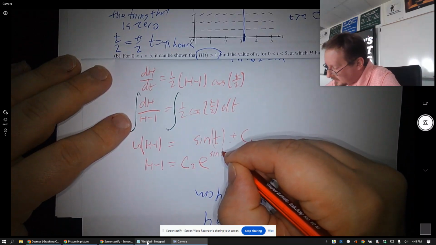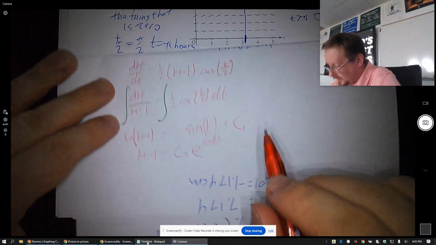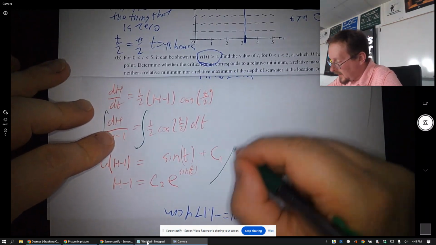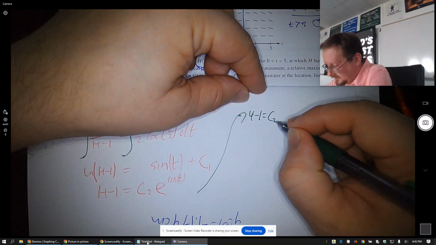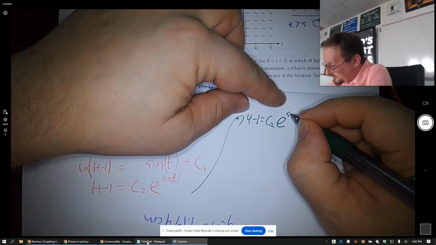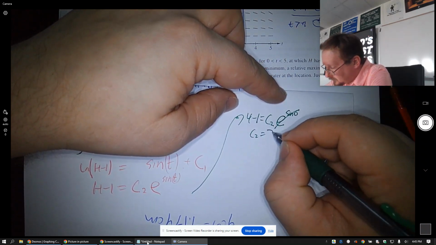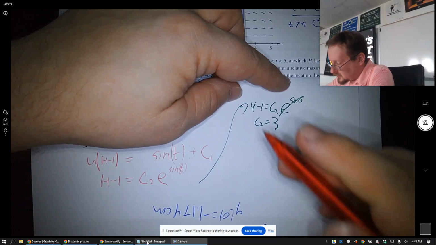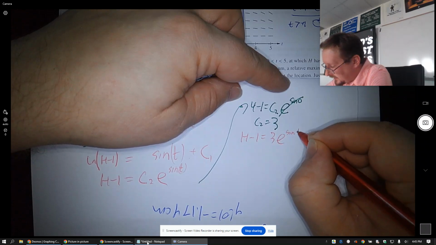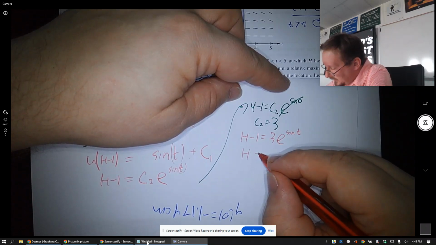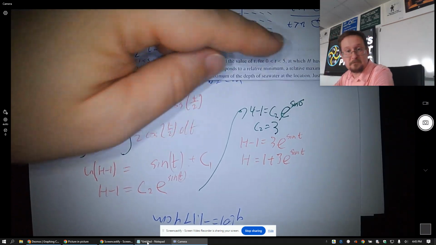Okay, e to the sine of t. Now, what were we told? h at 0 equals 4. I'm going to change colors for finding the constant. So here we go. 4 minus 1 is equal to C2 e to the sine of 0, which is 0, so that's 1. So C2 is equal to 3. So your particular solution is h minus 1 equals 3 e to the sine t. So then h equals 1 plus 3 e to the sine t.